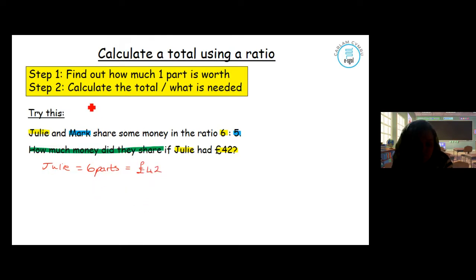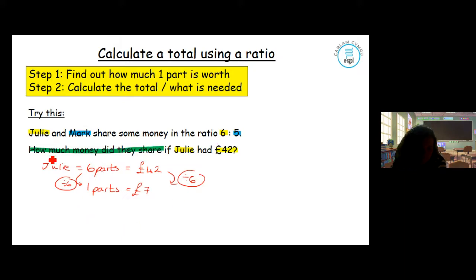Step 1 is to get how much 1 part is worth. To go from 6 parts to 1 part, I have to divide by 6. I'm going to do that to the 42 pounds because I have to match what I'm doing. So 42 divided by 6 is 7 pounds. So every 1 part of my ratio is worth 7 pounds.